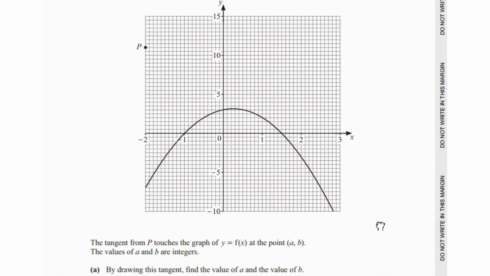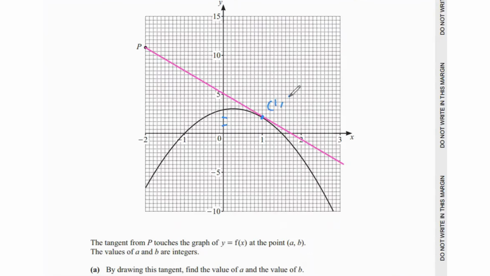So the tangent from P touches the graph of y at the point A, B. So what we can do is draw a line from P towards the graph. And since it's a tangent, this is where it touches the graph. So we can say that A and B are x is 1, y is 1, and 2, 2.